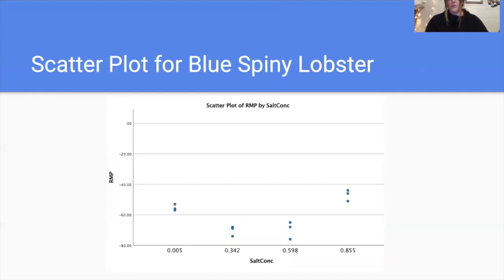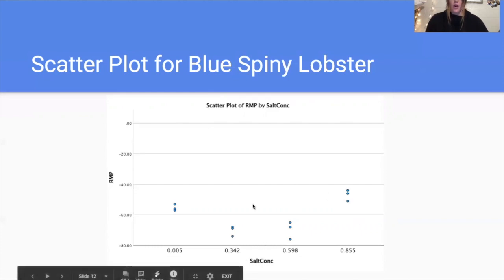This is a scatter plot for the blue spiny lobster. As you can see, it looks relatively similar to the scatter plot for the crayfish. These were done at the same concentrations for salt, including normal saline, brackish, seawater, and hypersaline. These solutions were, as stated previously, made using 4 grams of salt, 7 grams of salt, and then 10 grams of salt mixed into 200 milliliters of water. As you can see, there's a little bit of overlap between the seawater and brackish concentration, but not the hypersaline or saline solution.